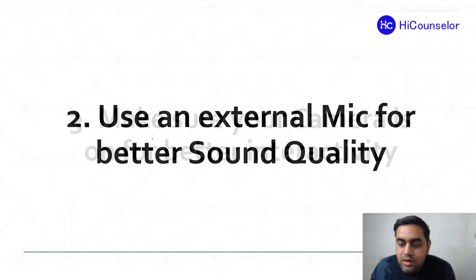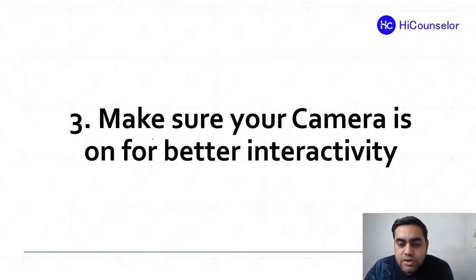Moving on to the third important tip, and that is make sure your camera is on for better interactivity. This is very important. What happens is, when we are teaching, there could be only one side, only the presentation, or on the other side there is a presentation along with the instructor who is speaking and demonstrating the lecture. Just watch this presentation. I can easily have only the content, but what I have done is put in my content as well as my video.